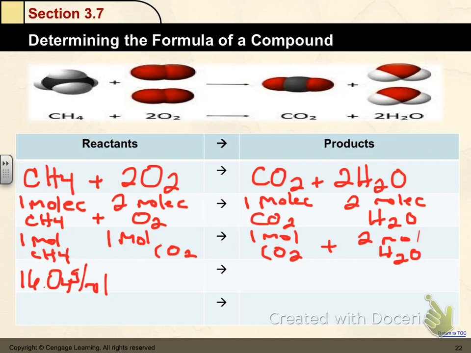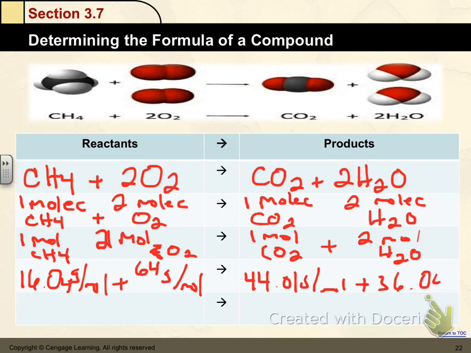Okay. You have 2 moles of O2 over here. That's 2 moles of just O2. So what is that? You got 16 times 2 for an O2, and then twice that, so you got 64 grams per mole here. How about on the other side? You've got CO2, that's 44.01 grams per mole. Plus H2O, which is 18.02 times 2, it's 36.04.